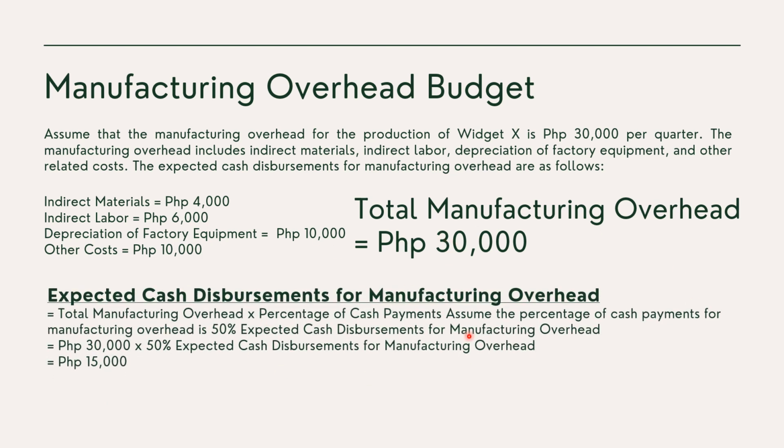How about our cash disbursements here? We expect that only 50% will be our cash disbursements for manufacturing overhead. So we have, for the period, 30,000, this is per quarter. 30,000 multiplied by 50%, we will get 15,000 pesos. Okay. So, we now have the direct materials, direct labor, and manufacturing overhead budget.